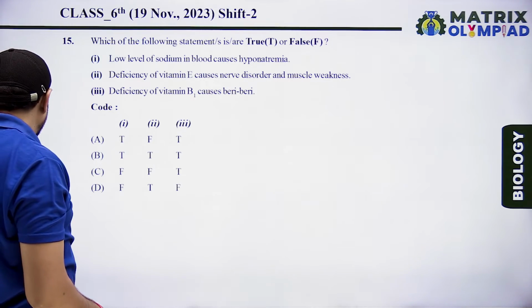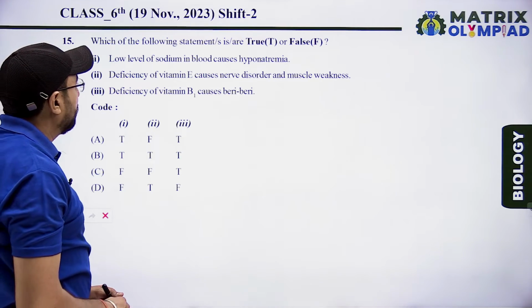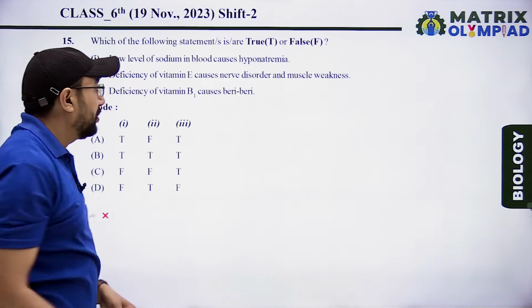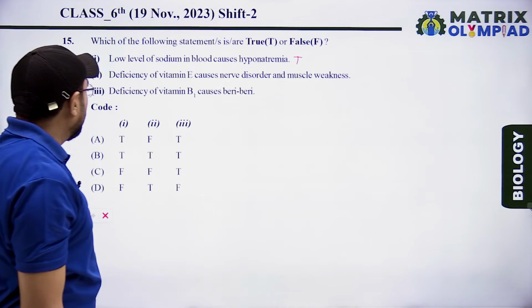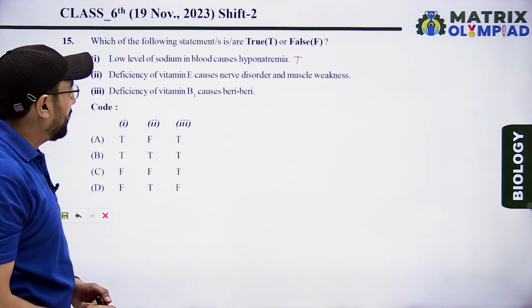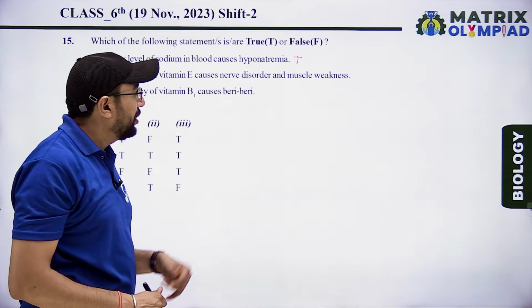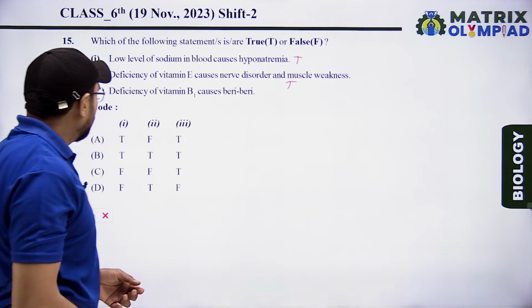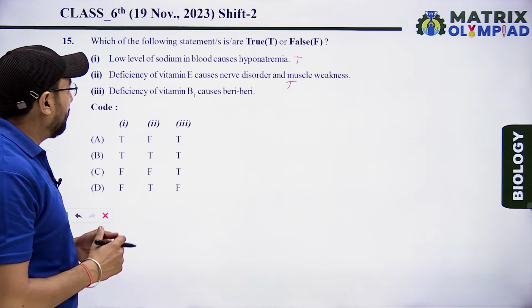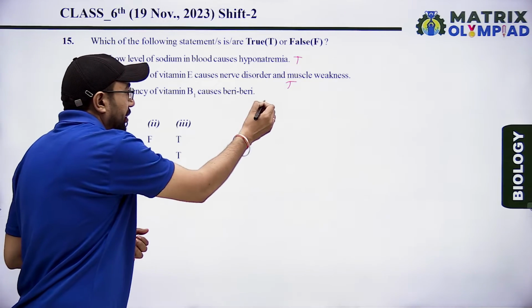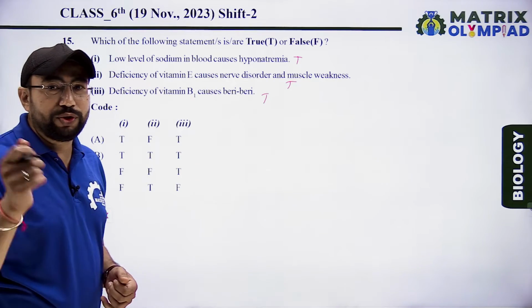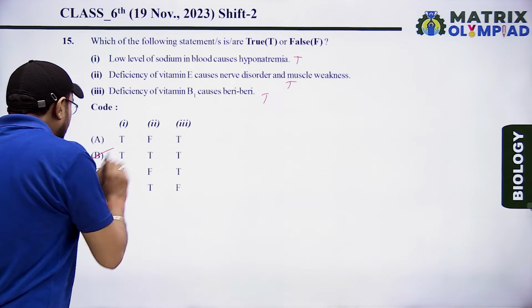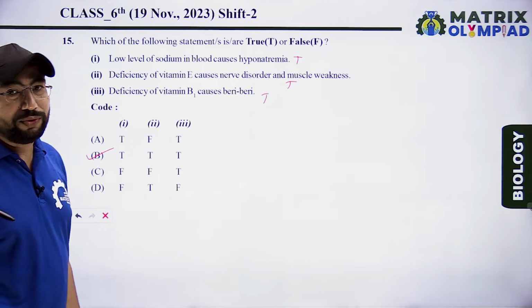Next one is, which of the following statements are true and false? First one is, low level of sodium in blood causes hyponatremia. That is right, true. Next one is, deficiency of vitamin E causes nerve disorder and muscle weakness. That is right. Next one is, deficiency of vitamin B1 causes beriberi. Right, true. And option B is the right one for true. Next question.